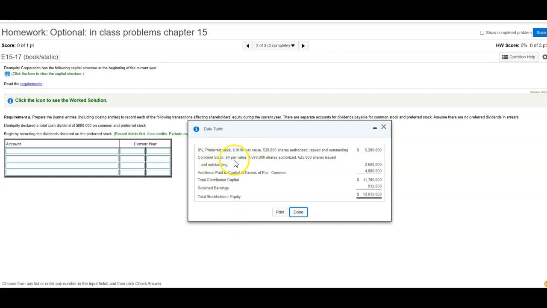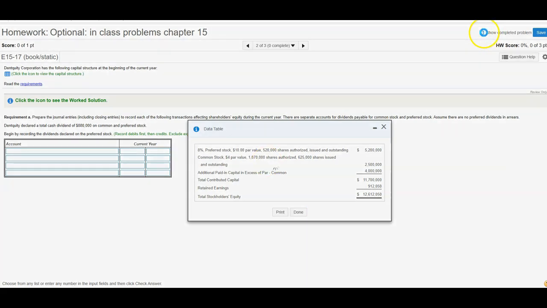We have common stock, we have the $4 par, we have the authorized amount, and issued and outstanding, meaning there is nothing in treasury because those two numbers, issued and outstanding, are the same. Okay, so first what we're going to do is take a look at each of the journal transactions.